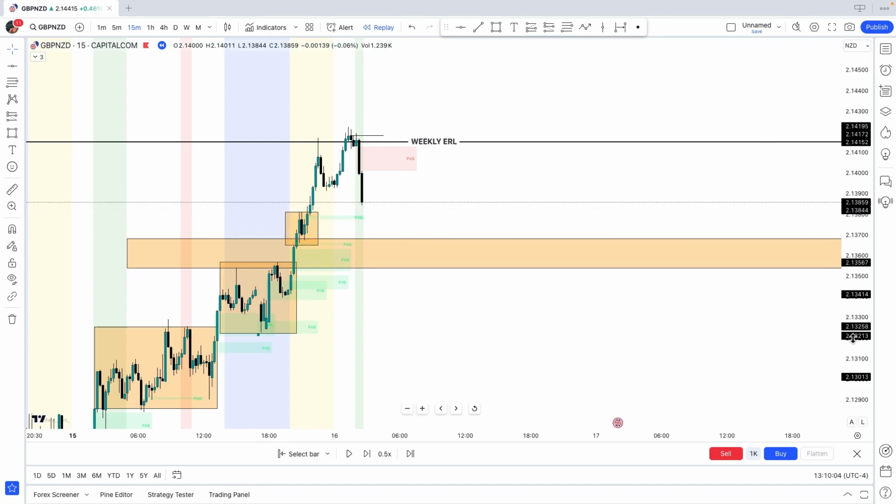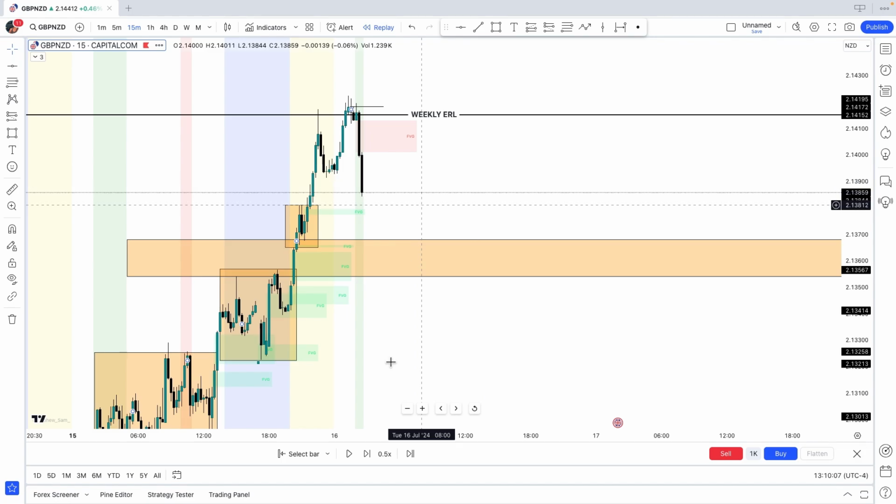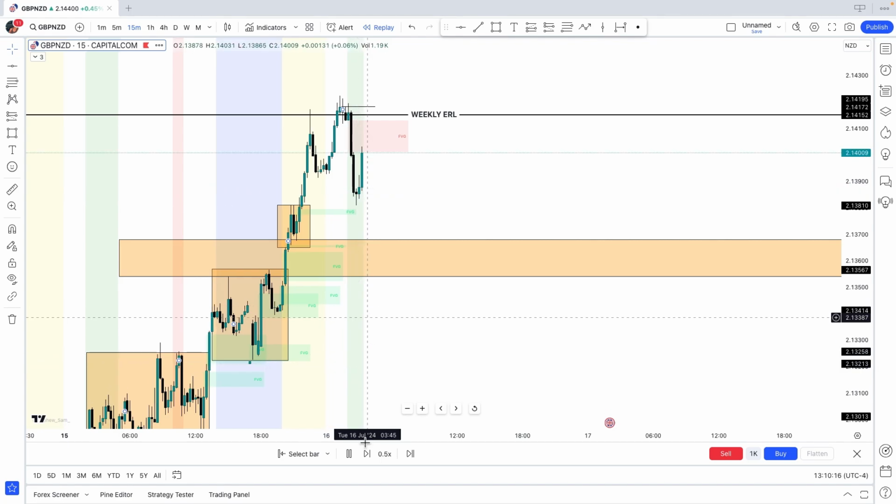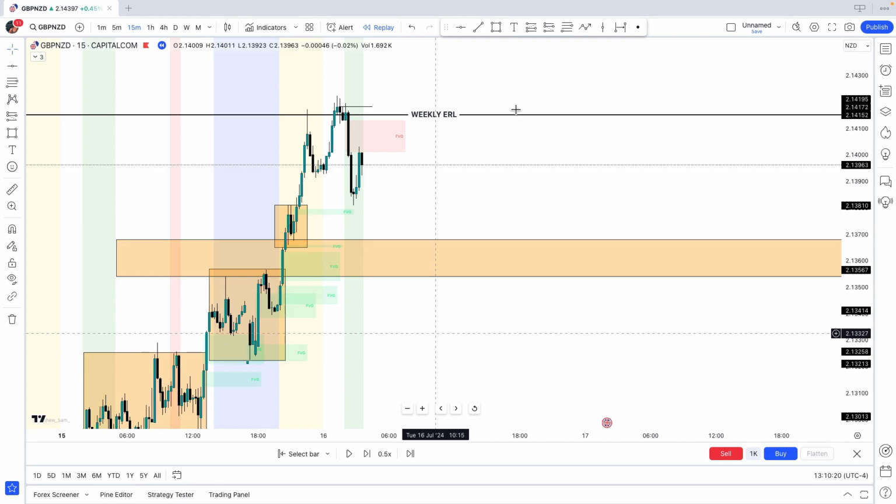You don't enter right here. So we want to see retracements. Okay, so let me just play it out. Price comes down, and now price starts retracing. So I'm just going to pause it right here, and I'm going to show you guys how we find out our entries. This is how you find sniper entries, by the way.